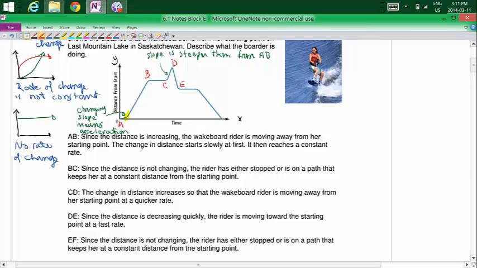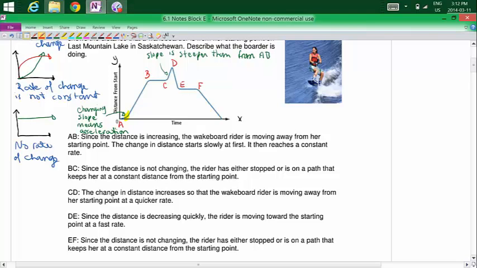And then from E to F, notice again, there's no change in distance again, right? We're not going up and we're not going down, it's constant. So since the distance is not changing, the rider has either once again stopped or is on a path that keeps her at a constant distance from her starting point.